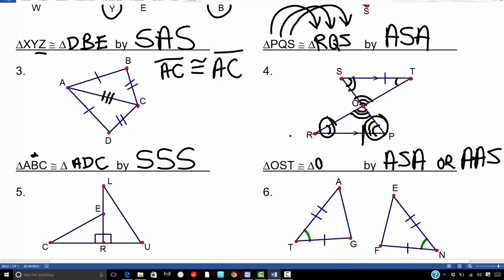So then just match up the angles. Angle O is congruent to itself. Then we look at angle S. Angle S is congruent to angle P. And angle T is congruent to angle R. So that's our full answer on number 4.